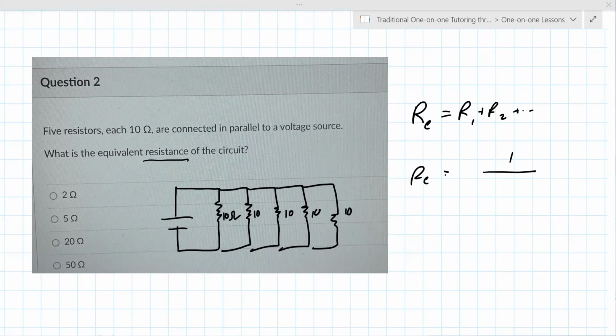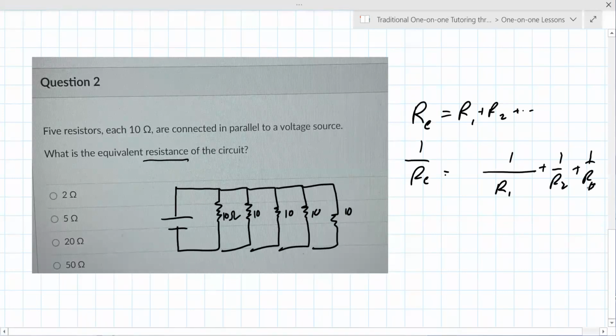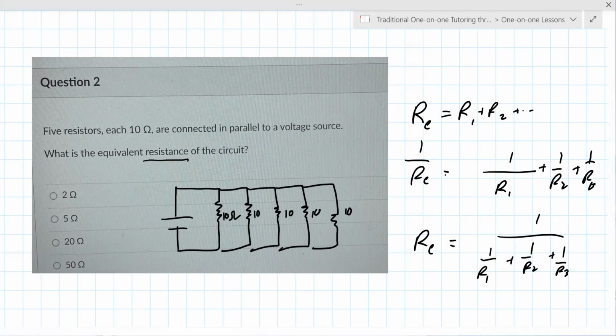Okay. So the formula for that is, let me find it. There's a couple of ways that it's sometimes written: 1 over R equivalent equals 1 over R1 plus 1 over R2 plus 1 over R3 and so on. And then sometimes they just rewrite it as R_E equals 1 over R1 plus 1 over R2 plus 1 over R3. So there's a couple of formulas there for you to look at. So the parallel one is the second one. So it's a little more complicated.